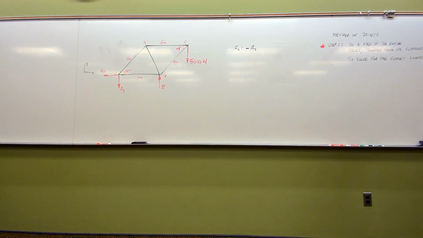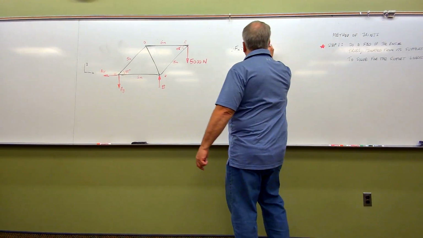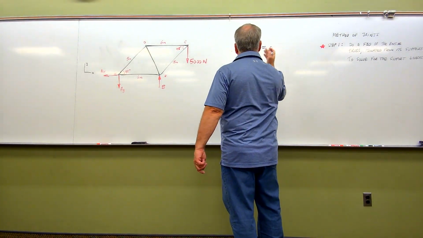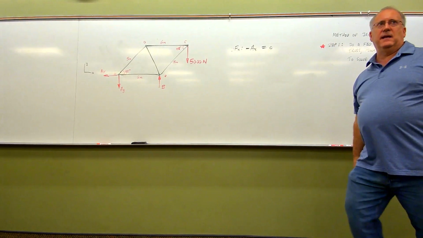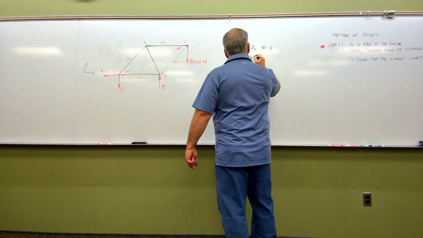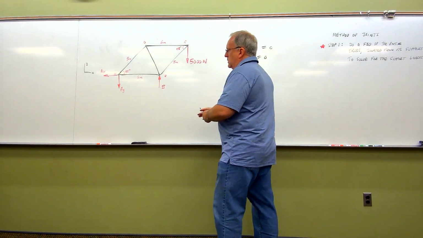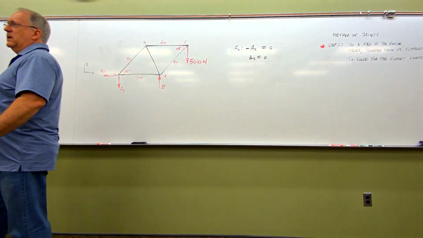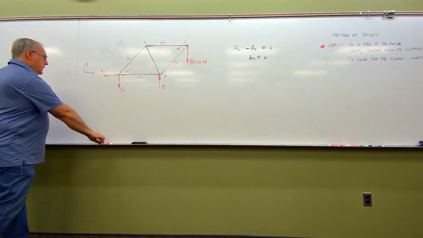So since I don't have any other x direction forces, this has got to be equal to 0, because the sum of the forces has to be equal to 0, and that simply tells me that Ax is 0. There is no Ax here. So from this equation right off the bat, we know that Ax is equal to 0, which means there is no Ax force.